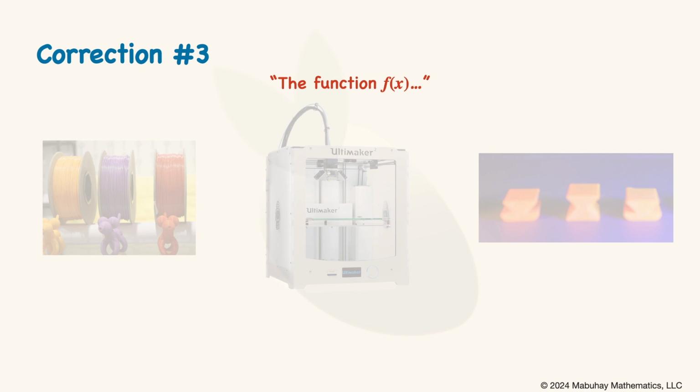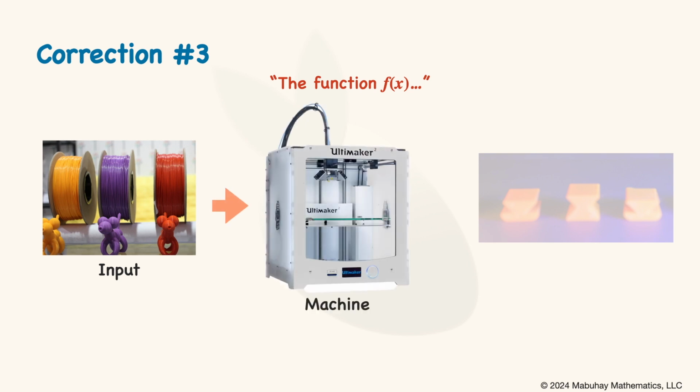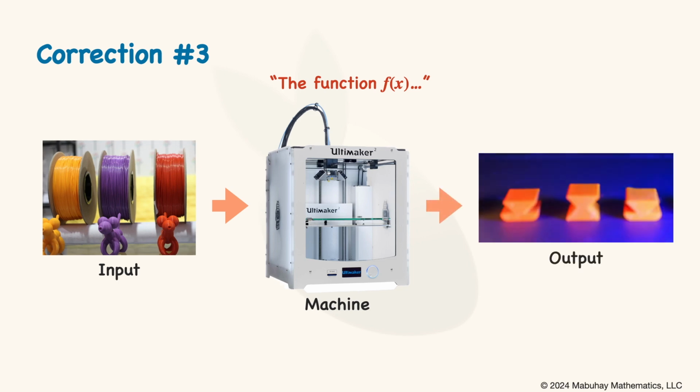So in our 3D printer example, there's some input coming in. What you see here are spools of filament, basically the material that's used to create an object with a 3D printer. There's the machine, in this case the 3D printer, and that takes the input and does something to it. And out of the machine comes some object. So for the 3D printer, the input is the filament, the machine is the 3D printer itself, and the output is the 3D printed object.